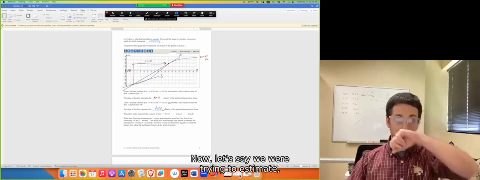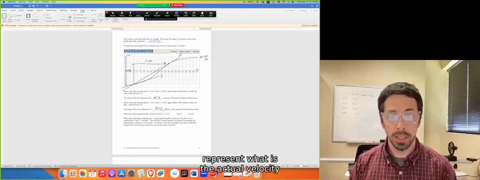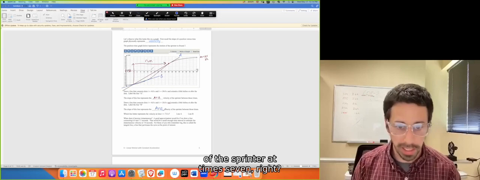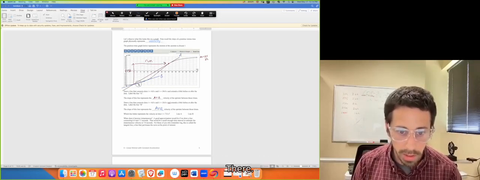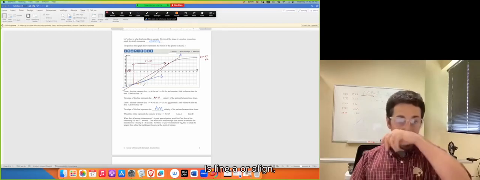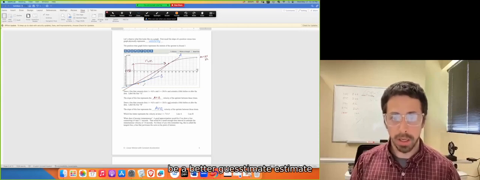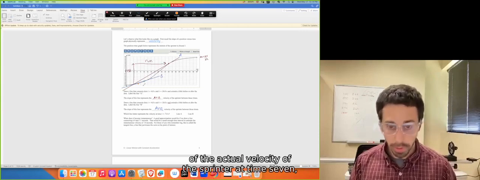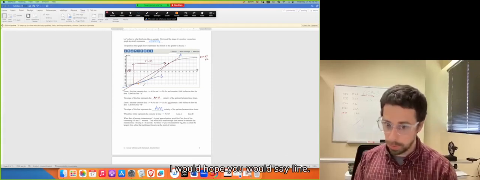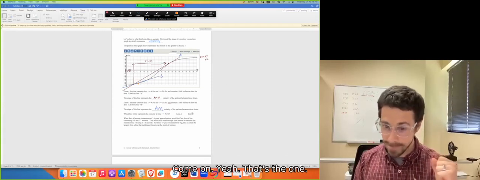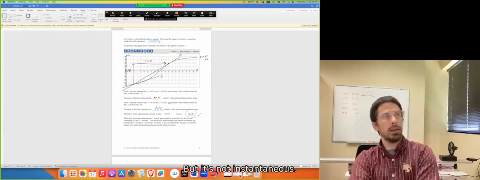Now, let's say we were trying to estimate what is the actual velocity of the sprinter at time 7, right? So we want to know at time 7 right there, is line A or line B a better estimate of the actual velocity of the sprinter at time 7? I would hope you would say line B, that's the one, right? But it's not instantaneous yet.